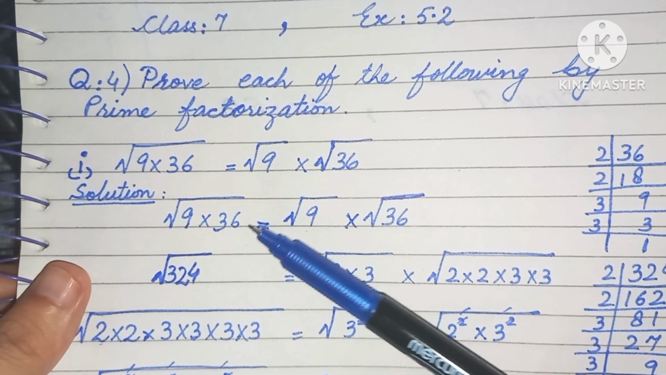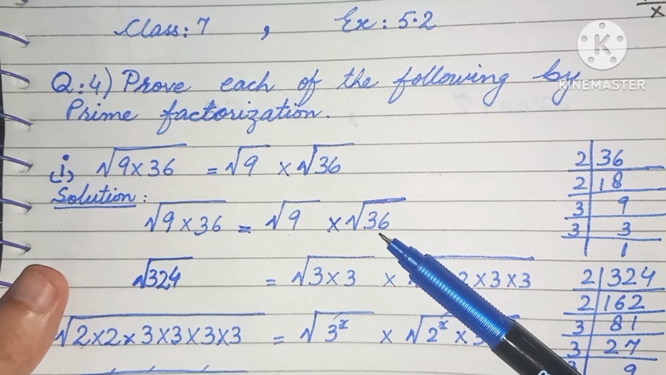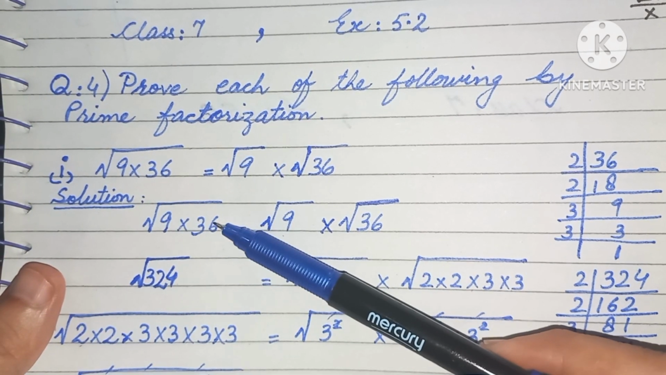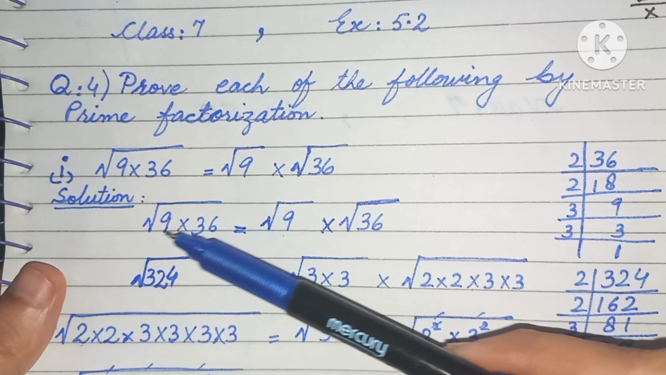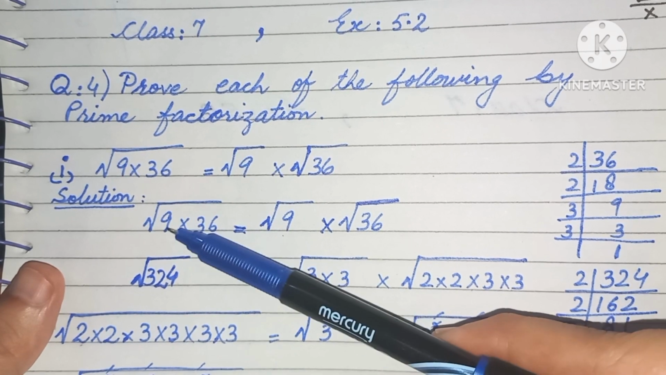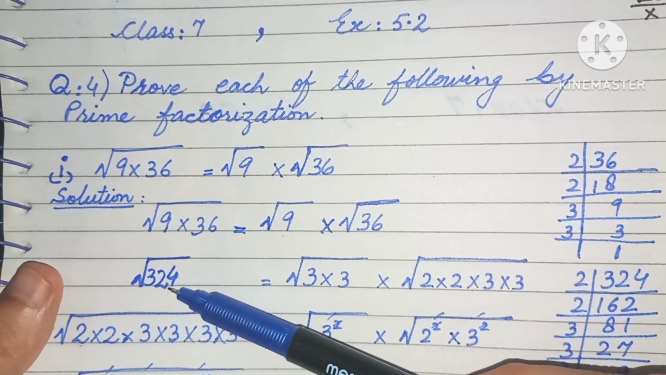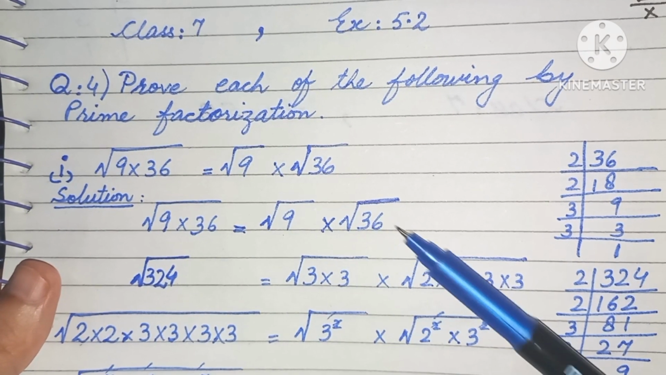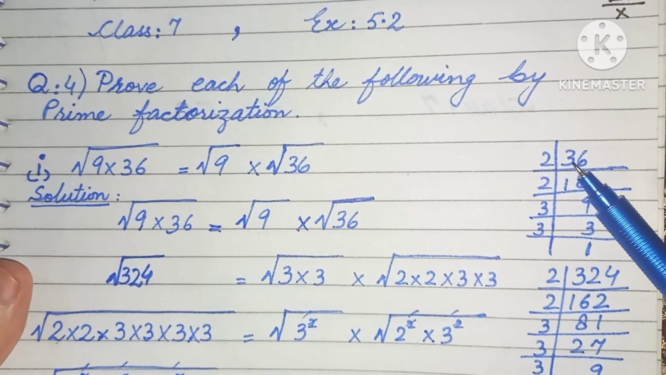Square root of 9 multiply 36 is equal to square root of 9 multiply square root of 36. 9 multiply 36 in square root, it means you have to multiply these two values. 36 multiplied 9, it becomes 324. Now find the factors of 9 and 36 separate. Find the factors of 36.